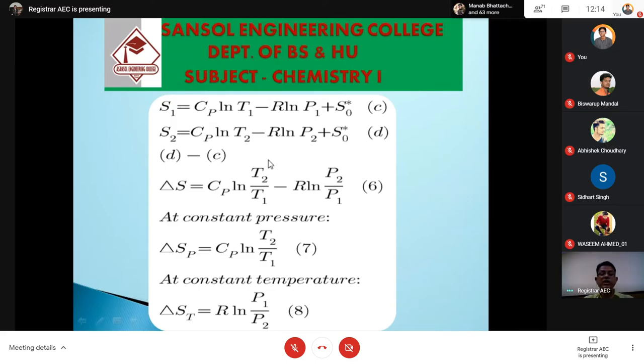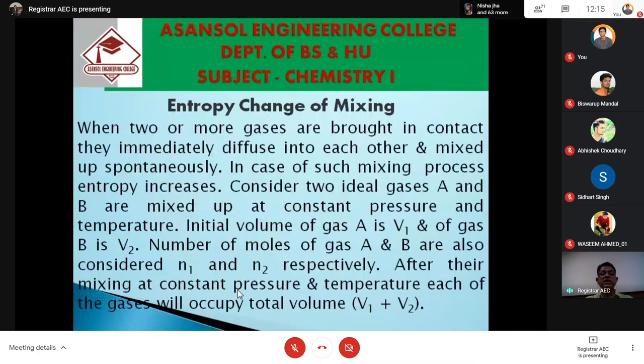And when T1 and T2 are the same, that ratio will be 1, so del S is equal to minus R ln P2 by P1. To remove the negative sign, it will be R ln P1 by P2. So these are the two expressions, in terms of the pressure and in terms of the volume. In the last slide we already showed the expression for the entropy change of an ideal gas. Considering this expression, we can measure the entropy change on mixing.